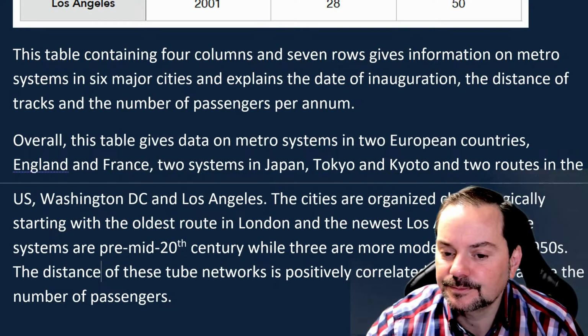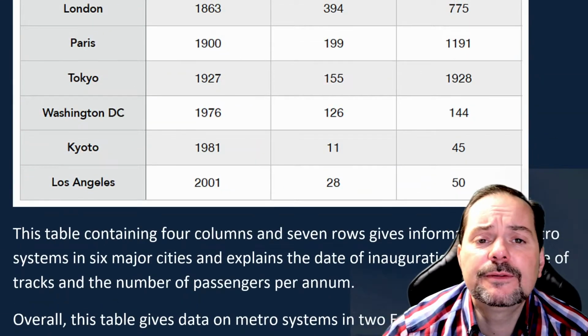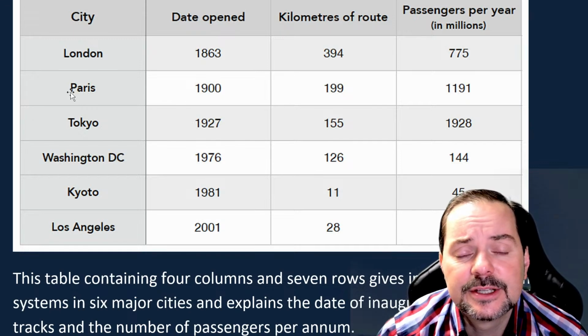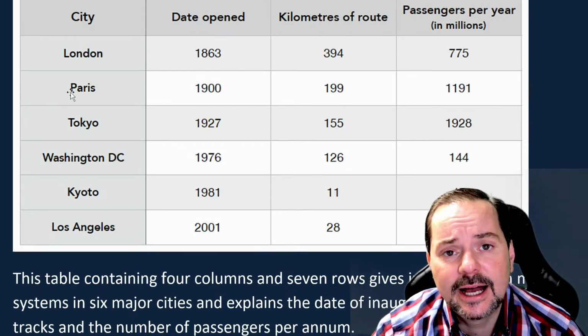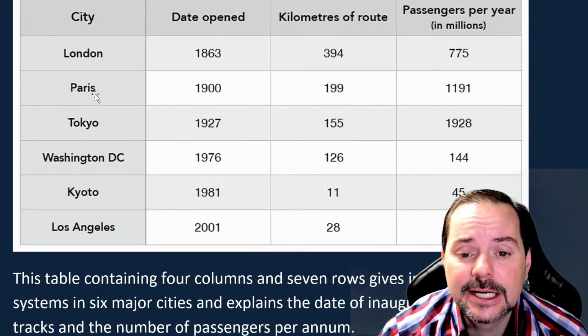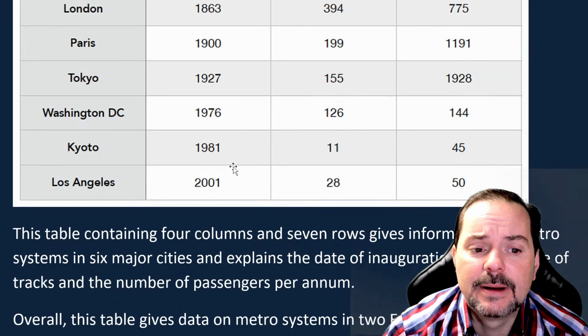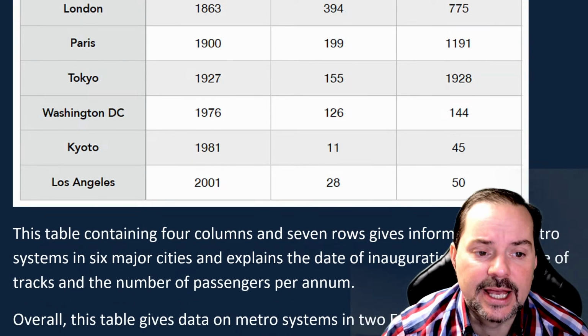Okay. Now, of course, if you're only going for a Band 6 or a Band 7, you might not need to complicate your writing this much. But if you're going for those higher band scores, Band 7, 8, 9, then it is a good idea to think about it in this way.